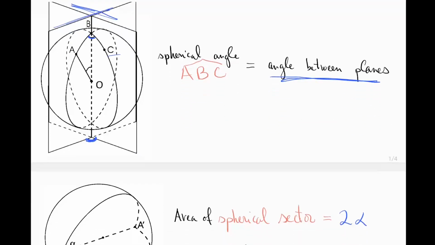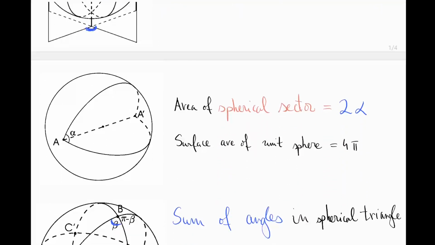So now let's discuss areas. The most basic object on the surface of a sphere is a spherical sector, right? So the spherical sector is the area that's cut out between 2 great circles, right? So you take great circles, and they're always going to intersect each other, and they're always going to determine a spherical sector, right? So the question is, what is the surface area of this spherical sector?